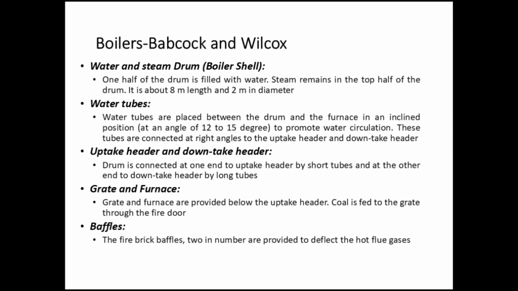Water tubes. Water tubes are placed between the drum and the furnace in an inclined position at an angle of 12 to 15 degrees to promote water circulation. These tubes are connected at right angles to the uptake header and downtake header. Uptake header and downtake header. The drum is connected at one end to the uptake header by short tubes and at the other end to the downtake header by long tubes.